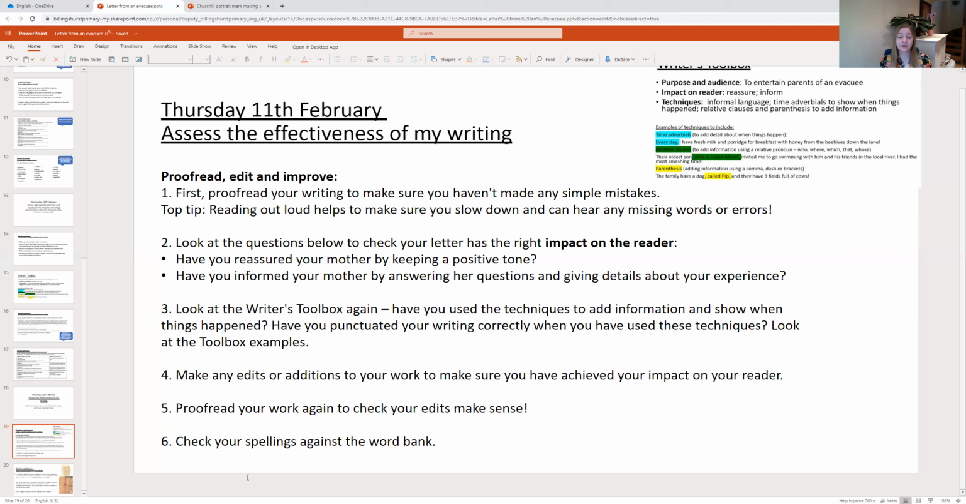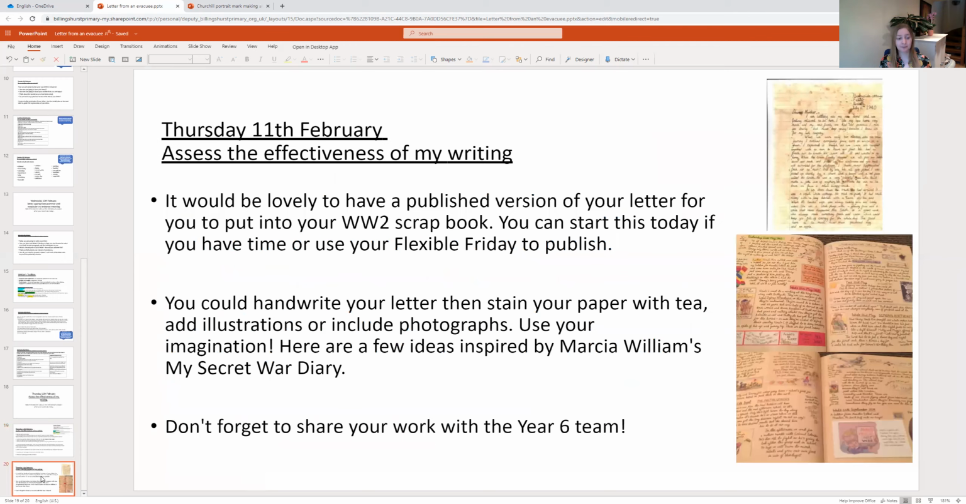Check against the word bank from the other day and also against any spelling list that you've got with you. Or if there are any spellings you know you always make that mistake with, 'because' is a good one, or 'beautiful'. Check those spellings. Once you've done this proofread, edit and improve today and followed these six steps, you can start to think about how you want to publish this letter.